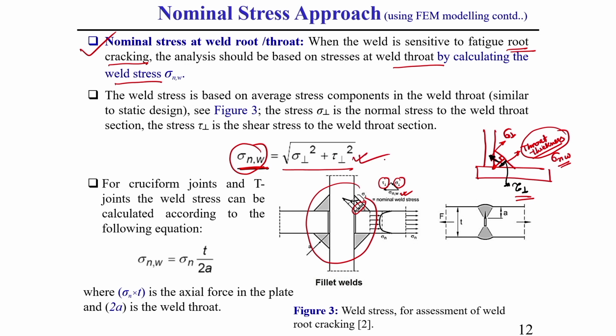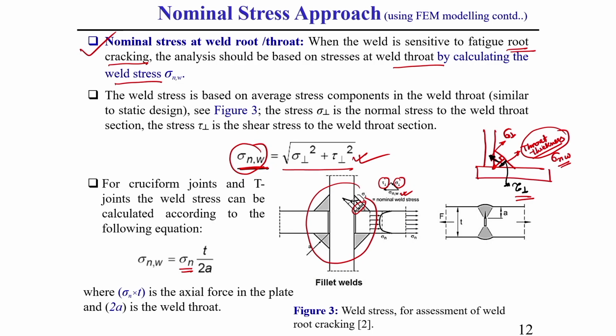By using this we can easily calculate this sigma NW. So, this sigma NW we can also relate with the nominal stress at the plate zone. What I mean by plate zone is away from the weld zone, whatever nominal stress we get, that way also we can correlate.